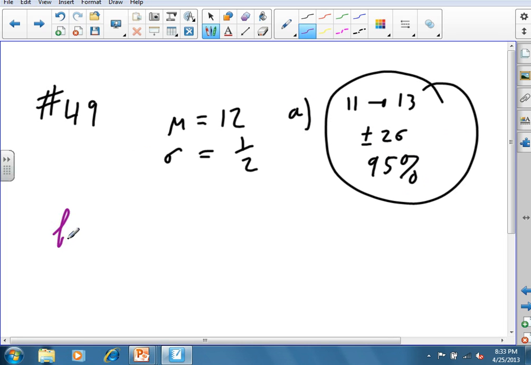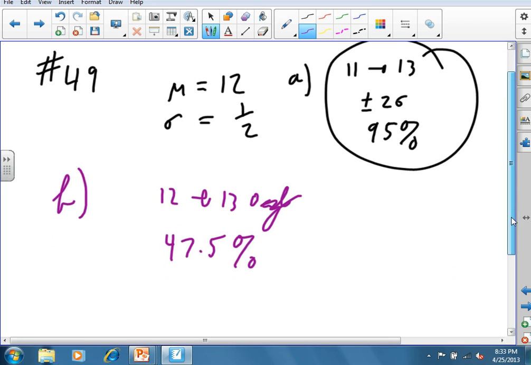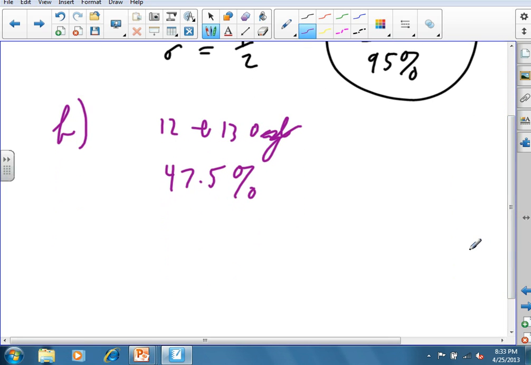B, that it weighs between 12 and 13 ounces. Well, that'd be half of 95. 47.5% would be the chance that it would be weighing half as much.